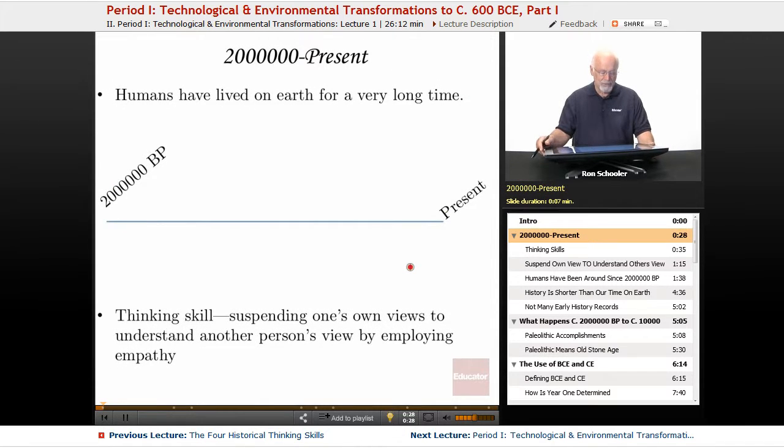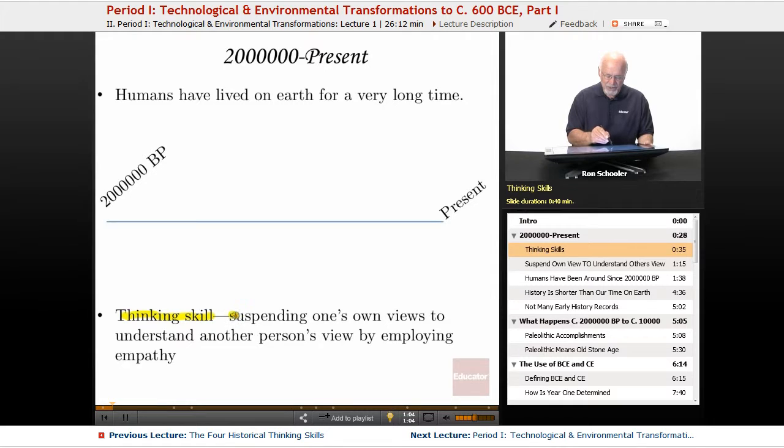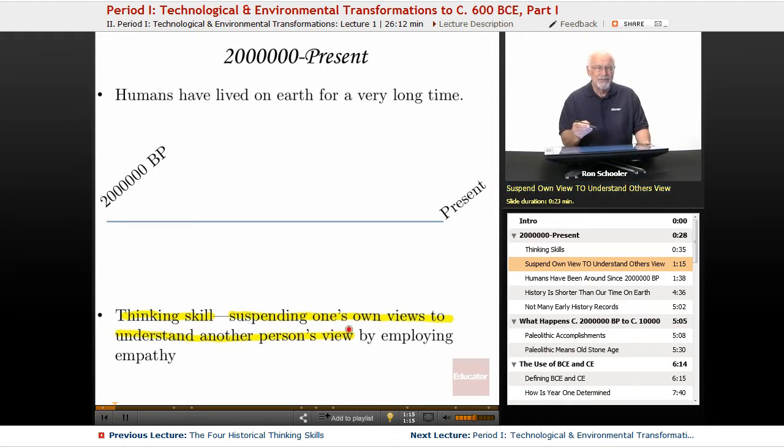First of all, let's talk about our thinking skills. One of the thinking skills of history is trying to understand other people without being really judgmental. Our normal way of looking at people that are different from ourselves is to say, how weird are those people? And if we're going to try to understand those people, we have to overcome that. So one of the thinking skills I want you to participate in is that you would suspend your own view to understand the other person's view. So you're not getting rid of your point of view, you're suspending it so that you can get into the shoes of the other person.